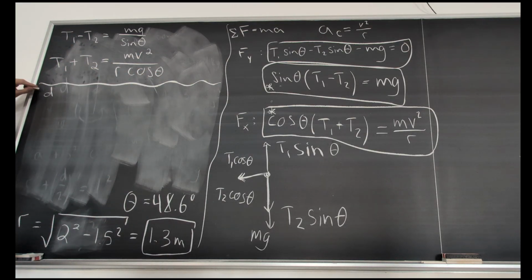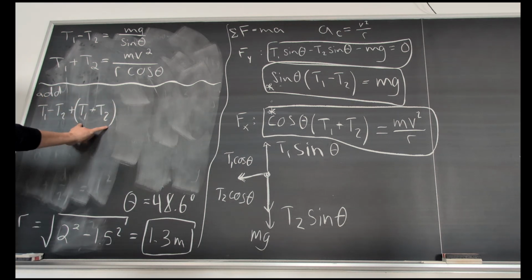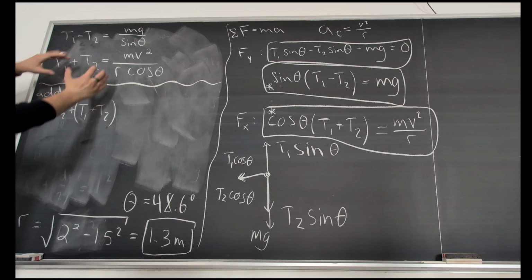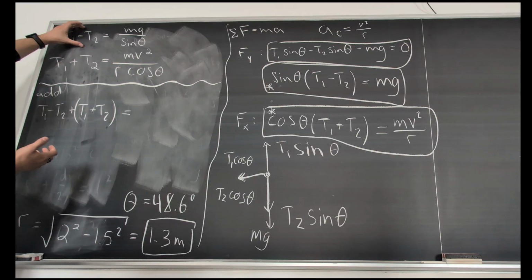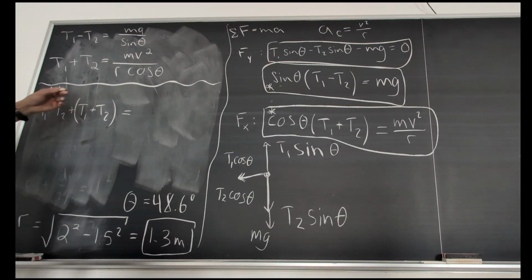If I add here, I will have T1 minus T2 plus T1 plus T2. I'm putting brackets like this just because I'm showing that I'm adding this equation, then I'm adding this on this side of the equal sign. You can add equations together, that's okay. If this side is true, and this side is true, you can add them together, and you'll get something true as well.